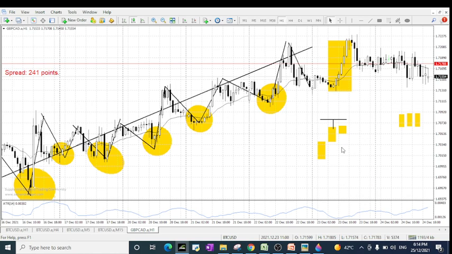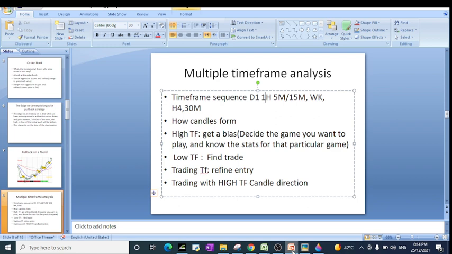So this is how you get your bias. This is how you decide what direction you need to trade. This is so important. So you are doing this on your higher time frame. So if you are trading the 1 hour chart, you're looking at daily to get this bias, or to pick a direction you want to be trading in.